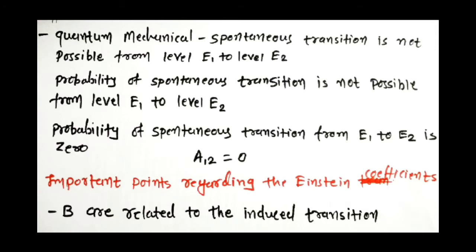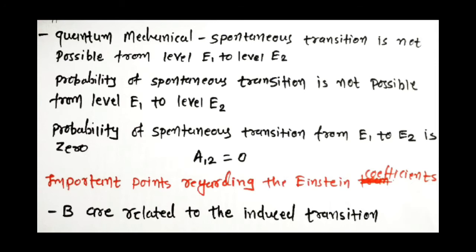We may note the following points regarding the Einstein coefficients. First, the coefficients indicated by B are related to the induced transition, a transition induced by an external photon. Thus, B12 represents the transition induced by a photon from lower energy level E1 to the higher energy level E2, whereas B21 represents the transition induced by a photon from higher energy level E2 to the lower energy level E1.